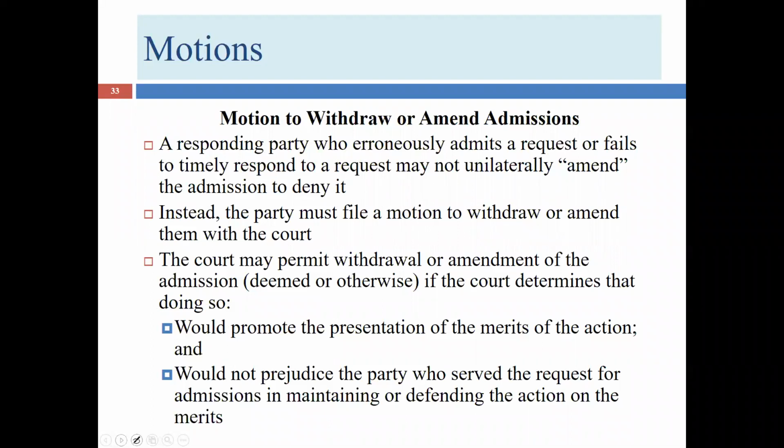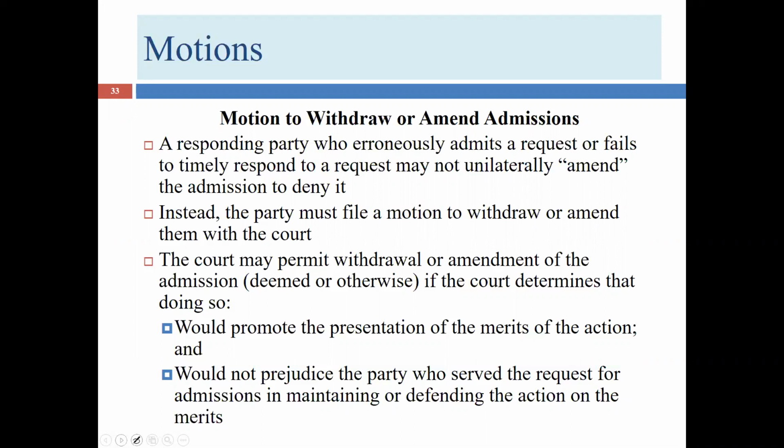Now, occasionally, a party inadvertently admits to something it wishes it hadn't, or perhaps it misses the deadline. And so now it's kind of throwing itself on the mercy of the court in the hopes that the court will allow it to undo what it has done. And so it can't just send an amended set of objections and responses. That's not going to do it. It actually has to file a motion with the court where it asks the court to allow it to withdraw or to amend its responses. It's really left to the discretion of the court whether the court is going to agree to this or not.